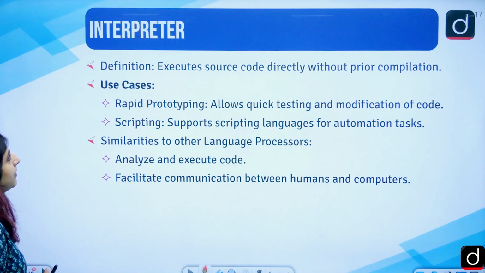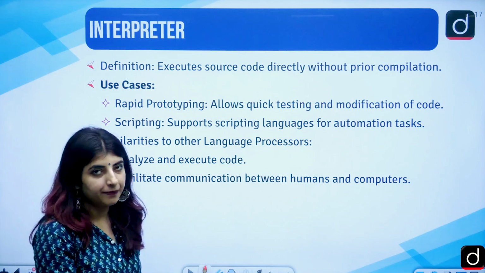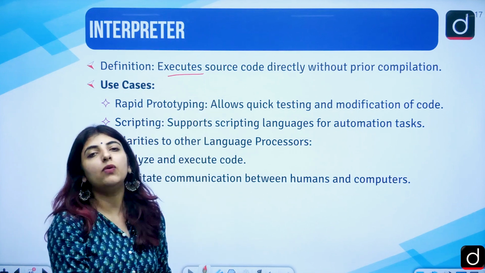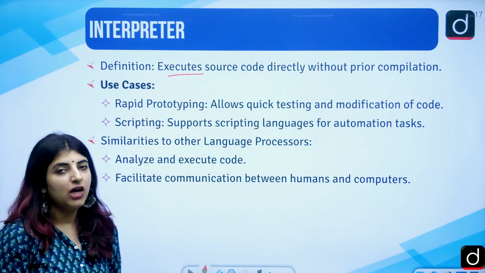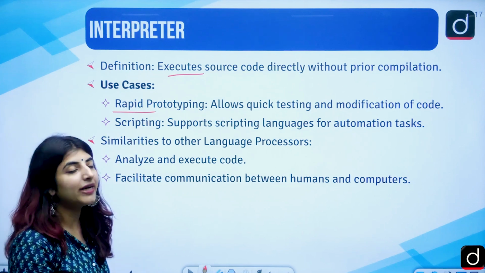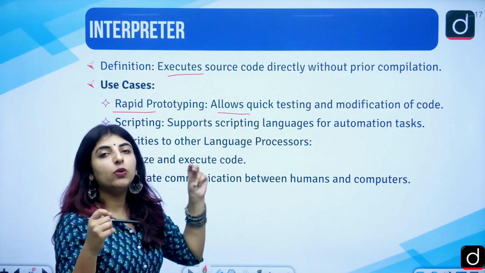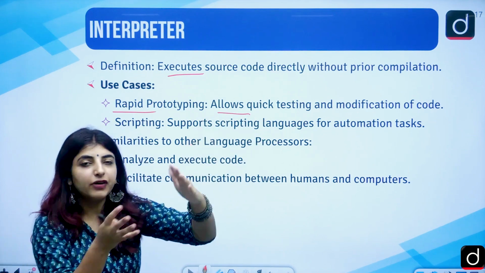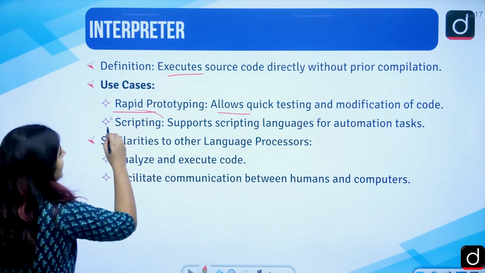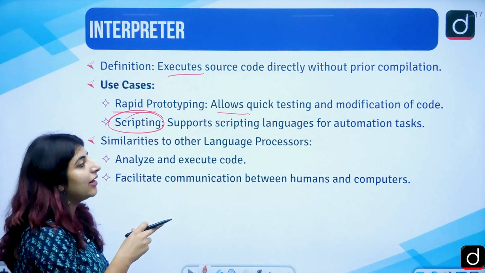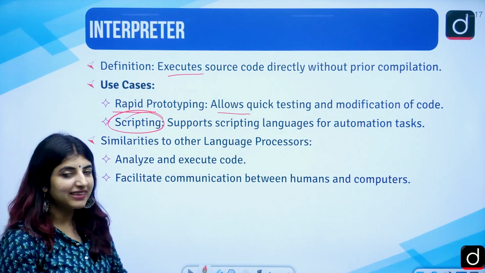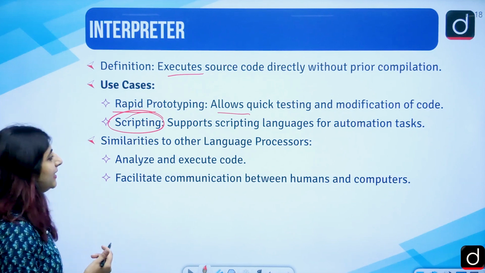So first we did compiler, then we have interpreter. So it executes source code directly without any kind of prior compilation. We'll see, as I told you, use cases are in rapid prototyping where it will allow quick testing and modification of code. In scripting, it supports scripting languages for automation tasks. So you see the bots, the chat bots, they are the example here.